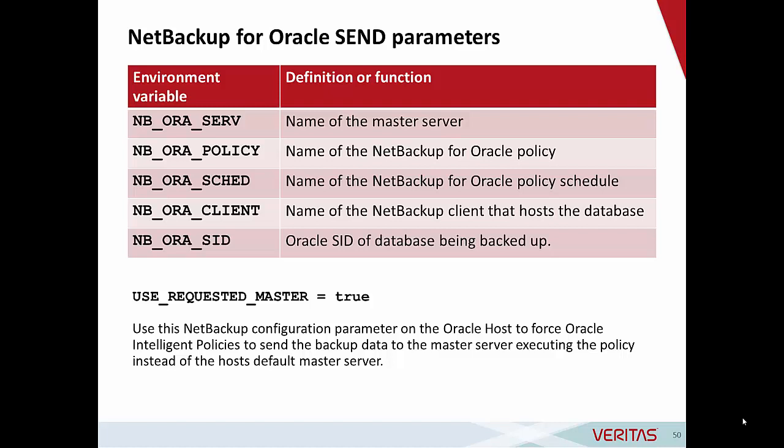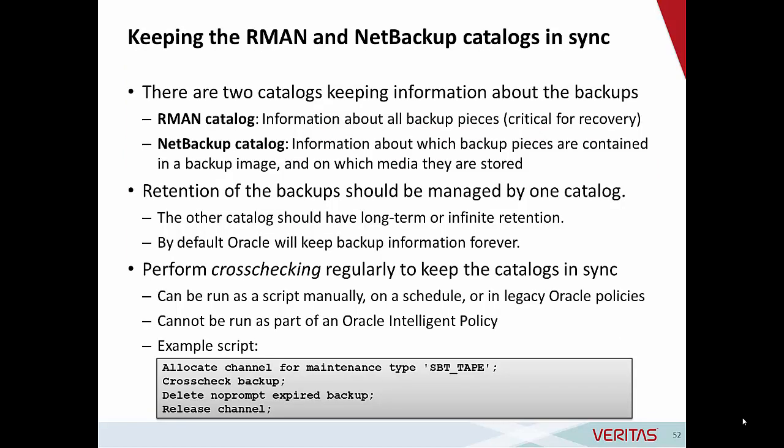Legacy Oracle policies also use this information, with the exception of the last entry here in the slide, the use required master. That's something that's only really associated with intelligent policies, and it only comes into play if you have an Oracle server that has multiple master servers protecting it. You use this setting to send the backup data to the master server executing the policy, because otherwise the client's behavior would be to send its data to its default master server.